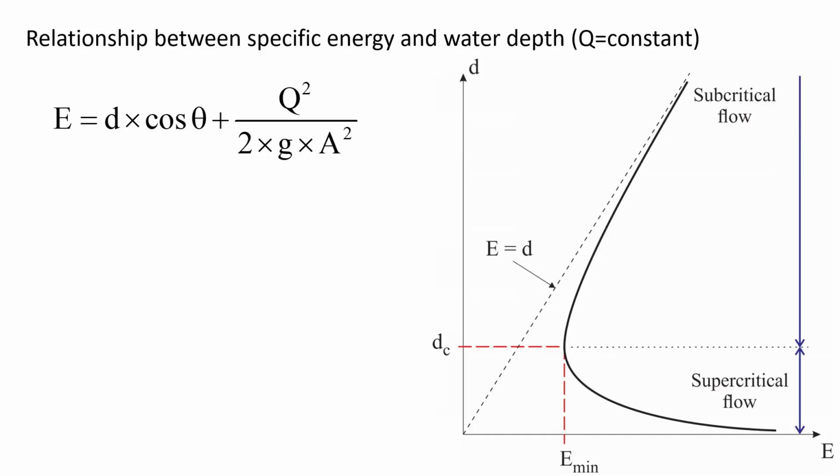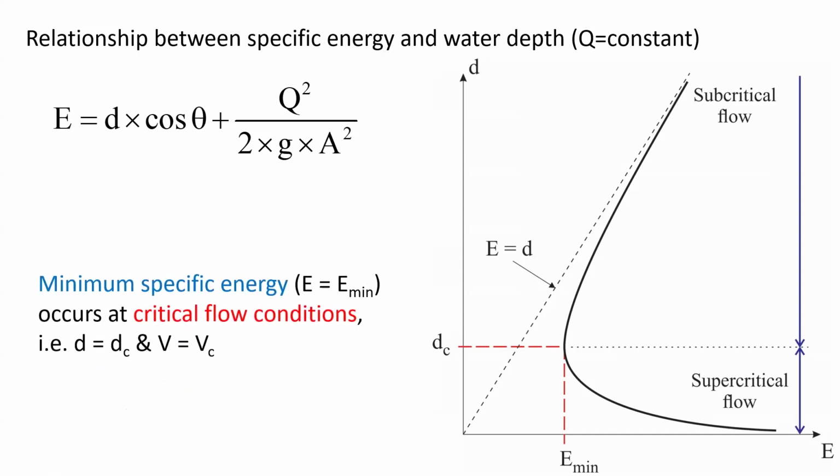For a constant discharge, the relationship between specific energy and water depth shows this particular shape illustrated here, with the specific energy on the horizontal axis and the water depth on the vertical axis. A key feature of this relationship is the existence of a minimum in specific energy, which corresponds to critical flow conditions, denoted as the water depth d being equal to dc.